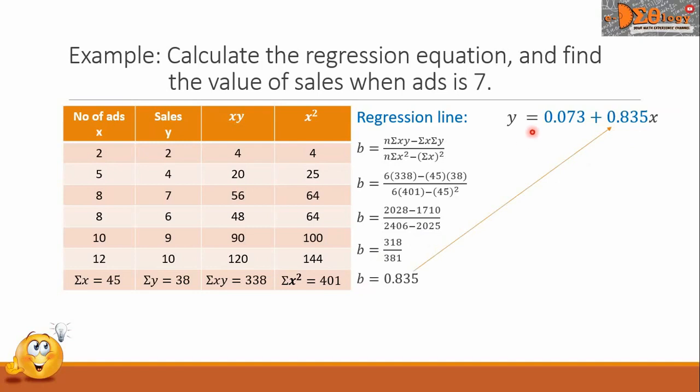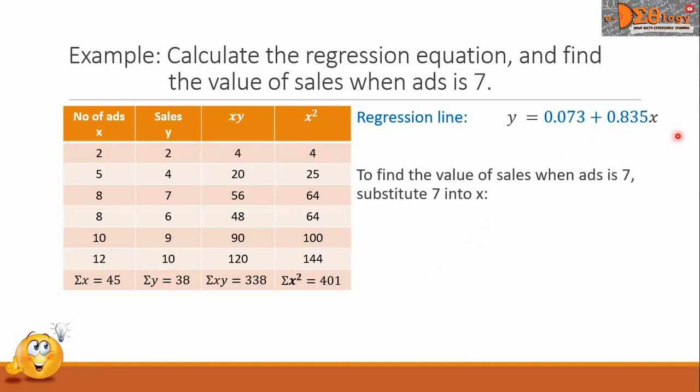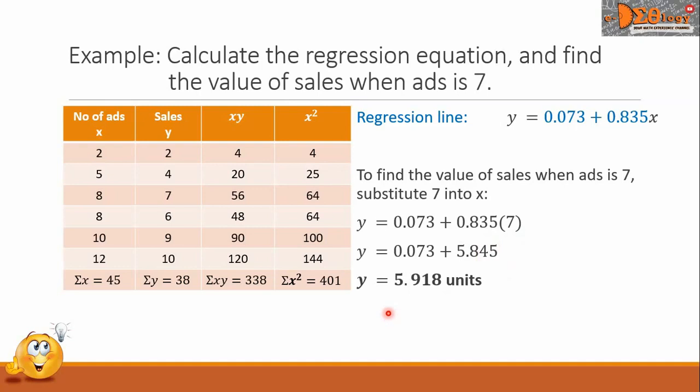So we have now y equals 0.073 plus 0.835x. This is the regression line. Now, to find the value of sales when odds is 7, substitute 7 into this x. So we have now y equals 0.073 plus 0.835 times 7. Getting the product, we have 5.845. And the sum here will give the value of y, and this is equal to 5.918. So this is the expected value of sales when odds is 7. This is our final answer.